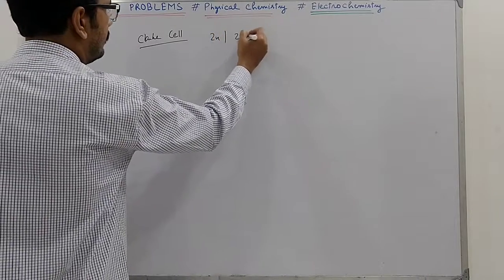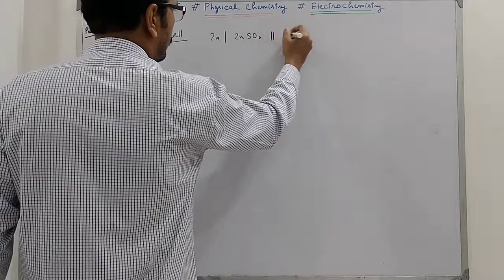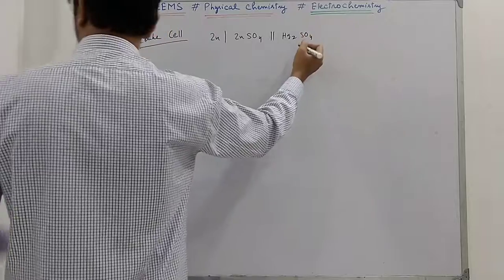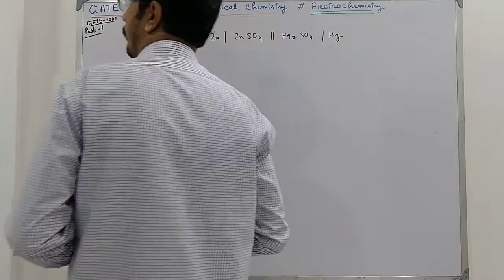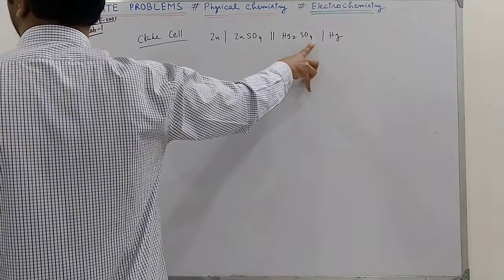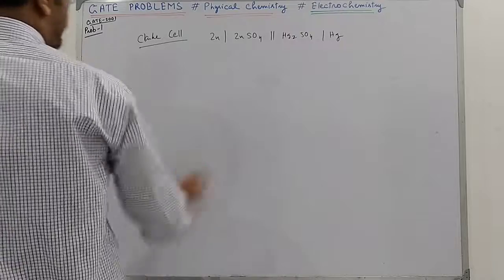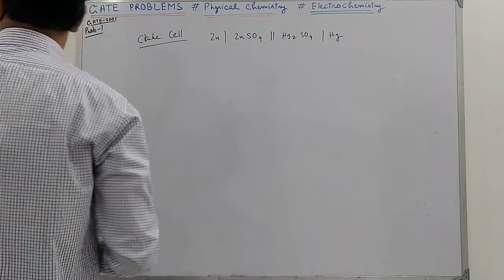representation is like ZnSO4, it is Hg2SO4. There is another board in the left hand side and I am copying it from that board. So it is ZnSO4, Hg2SO4, Hg. So this is the anode and this is the cathode. Here it is the salt bridge. So this is Clark's cell.